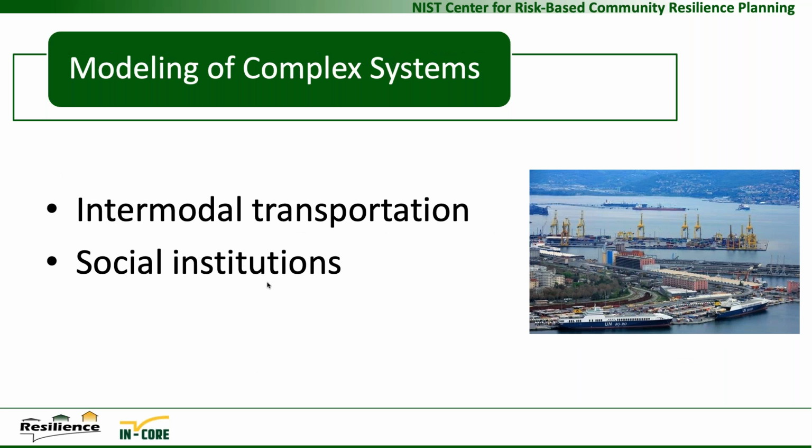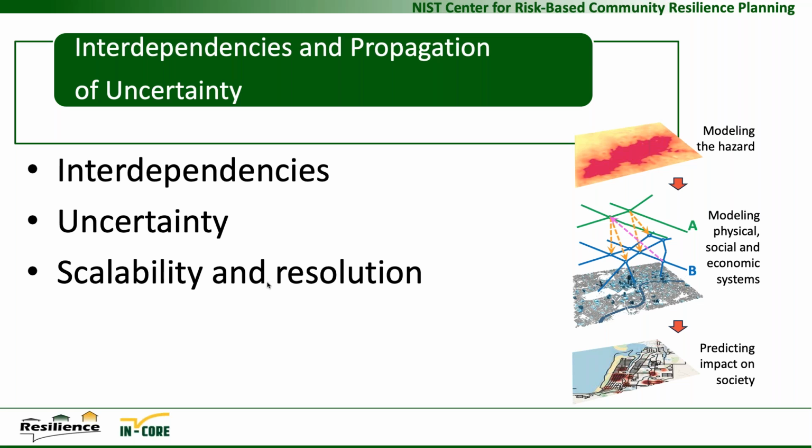Complex systems, the two that come to mind, intermodal transportation and social institutions, and this could be the schools and the hospitals. And then I mentioned interdependencies and uncertainty, and a big one is scalability and resolution that I neglected to mention. While we can put every building in, every street, we can do that. But when the city gets big enough, when it's Los Angeles or San Francisco, then it becomes more and more of a challenge.